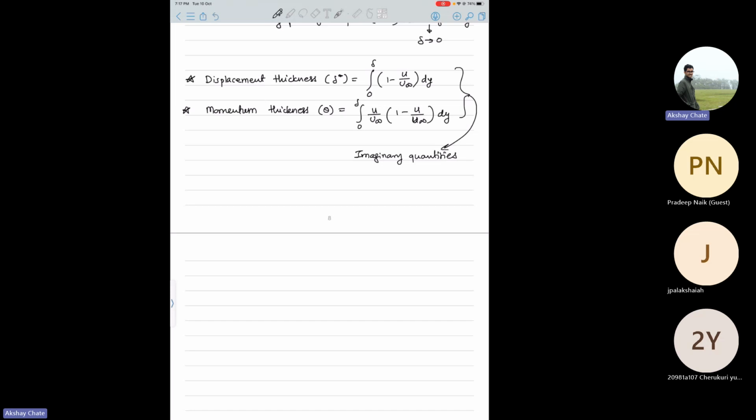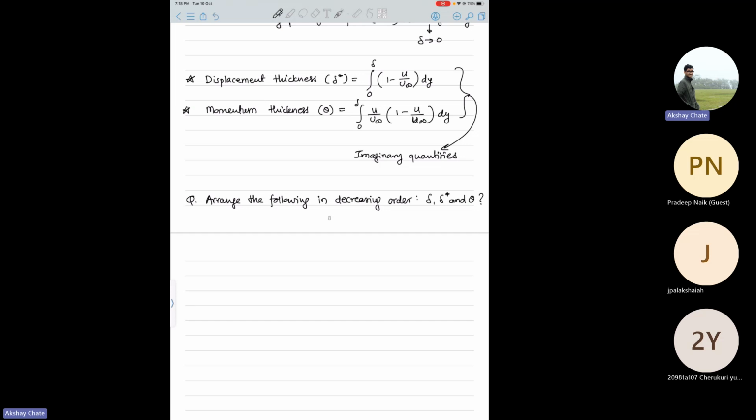The question was just like this: arrange the following in decreasing order. First was boundary layer thickness, then displacement thickness, and then momentum thickness. Only this was asked in the question. They have not given any u by u infinity or any other thing.